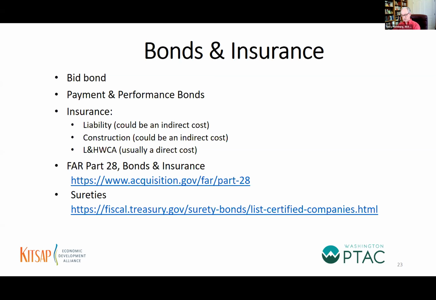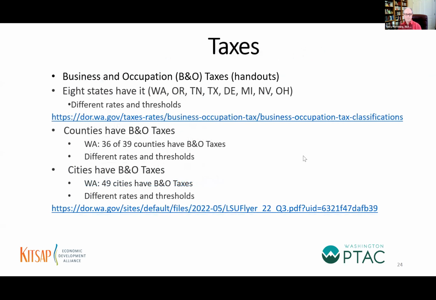Before we move on to taxes. All right. Next page, taxes. This is another reason why I developed this class, because so many companies and contracting officers from the agencies are... yeah, we're moving on to the next page, page 24, business and occupation taxes. As a result, companies forget or don't know to include it in their cost proposal.